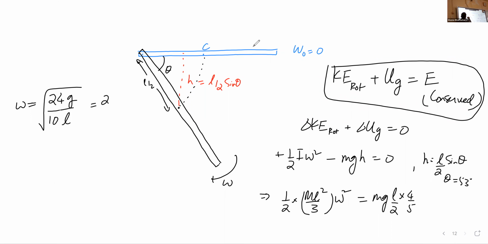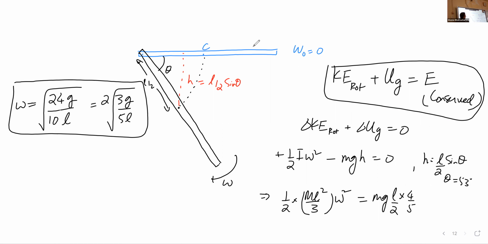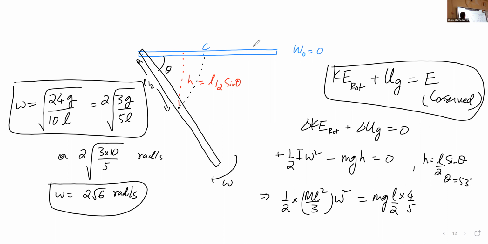So this is my angular speed, omega. So now what about VCM? Tangential velocity, the center of mass will have. It's in circular motion.